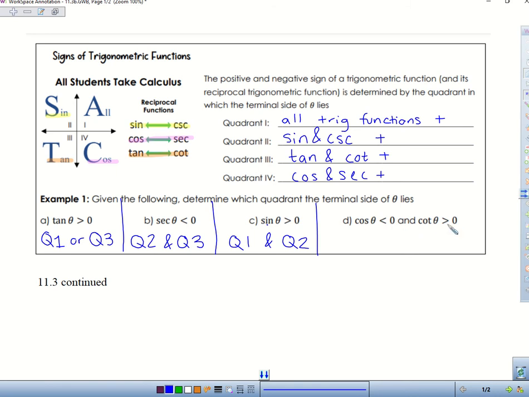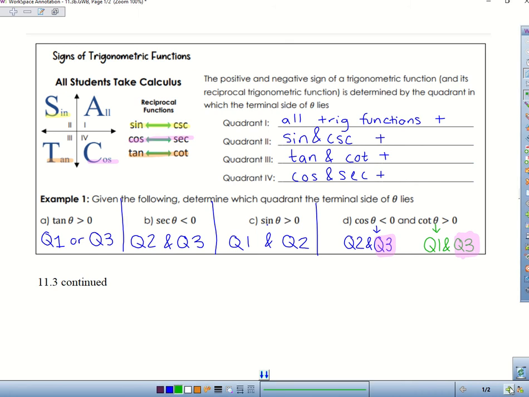Cosine, when I do the two-parters, I do them in 2 steps. So cosine is negative. Cosine is negative in Q2 and Q3. Would you all agree with that? And cotan is positive. Cotan is positive where tan is positive, which is in the first and the third, right? So when you have an "and," you're looking for what they have in common. So which quadrant must they be talking about? Q3, thank you. So the answer here is Q3.